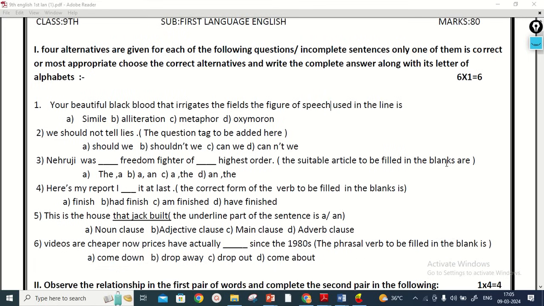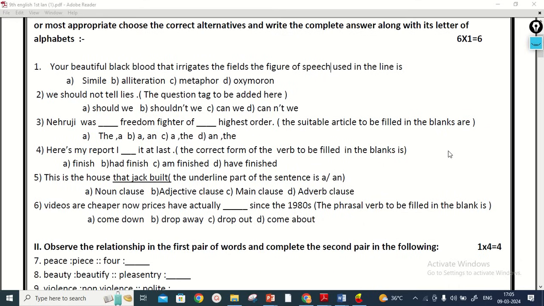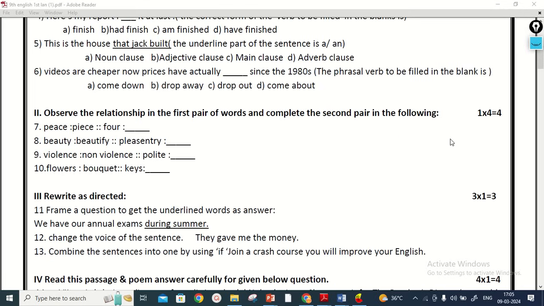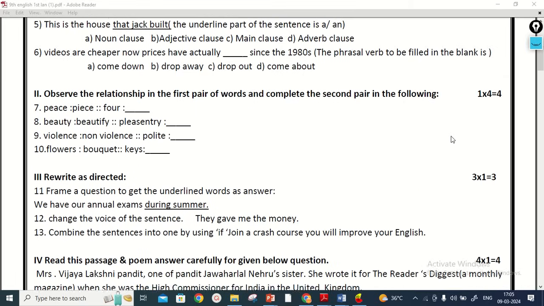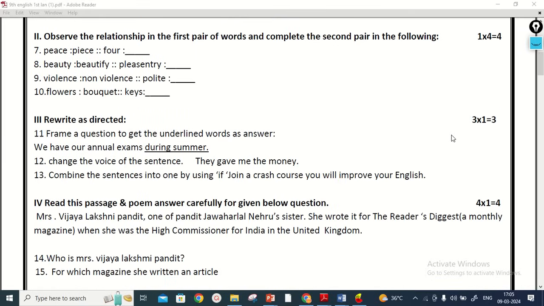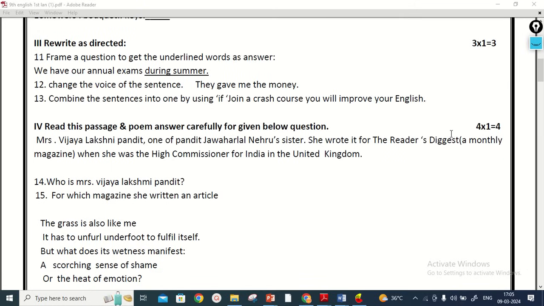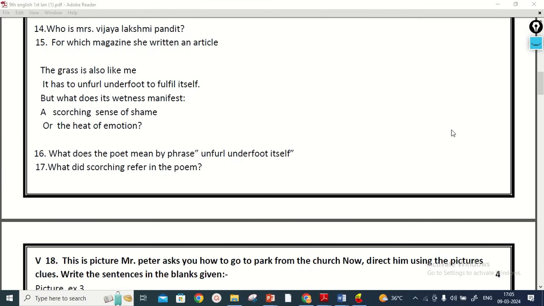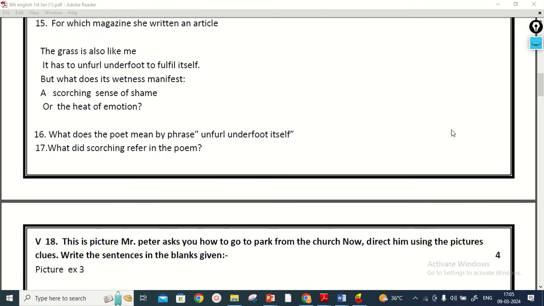You observe the question paper here. There are six one-mark questions for filling the blanks, depending completely on English grammar, and also relationship words, pair of words, each carrying one mark. Four questions are there on rewrite as directed. There are three questions of one mark each, and by reading the passage and the poem, it carries 4 marks: 2 marks for the prose and 2 marks for the poem.